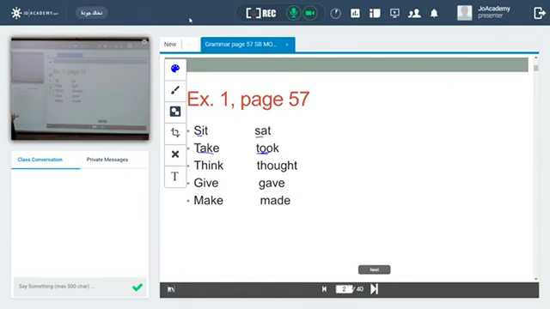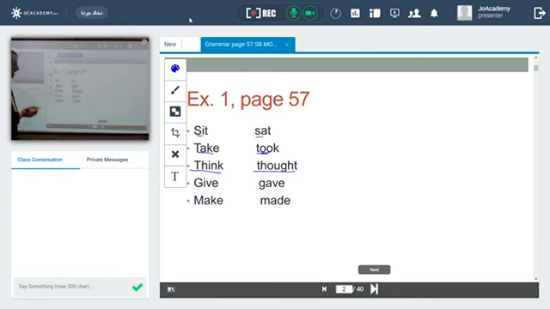Then we have the verb think. Think, when I change it into past simple, it becomes thought. See, there is a lot of change in this verb. Okay, the first two letters are the same, but after that we changed most of the letters.